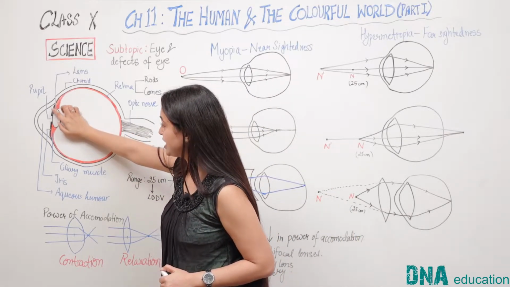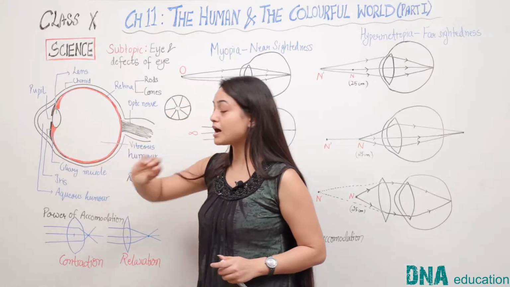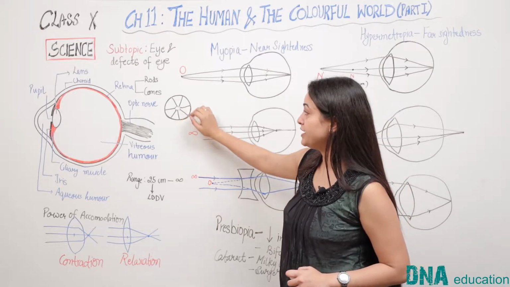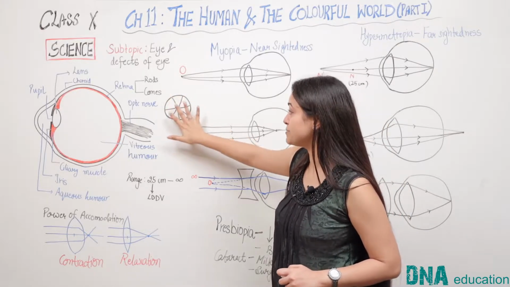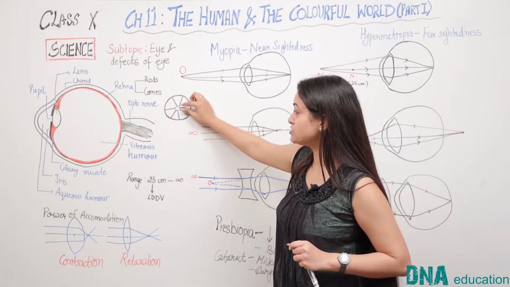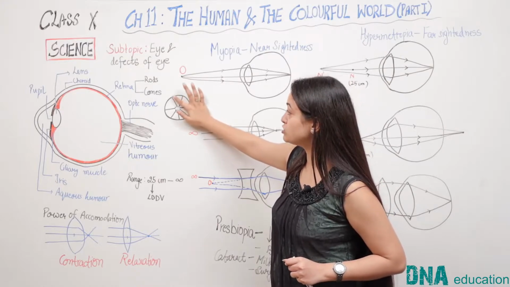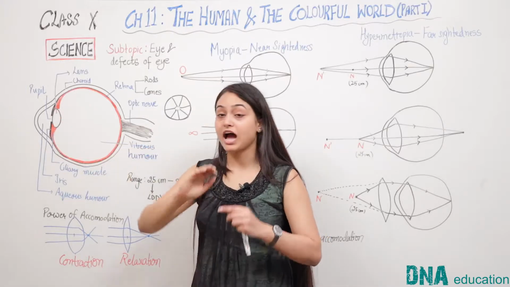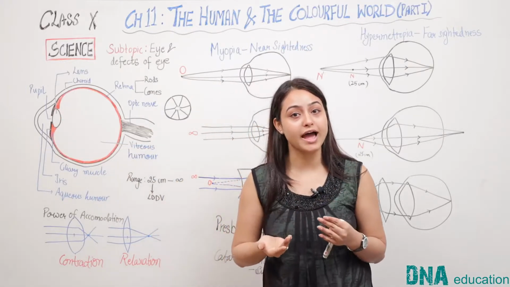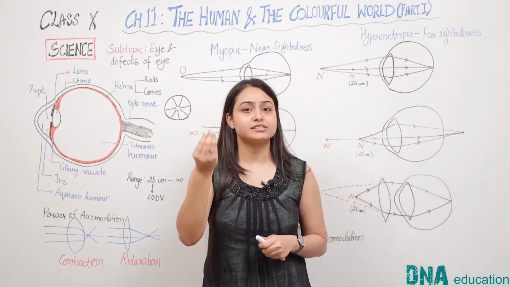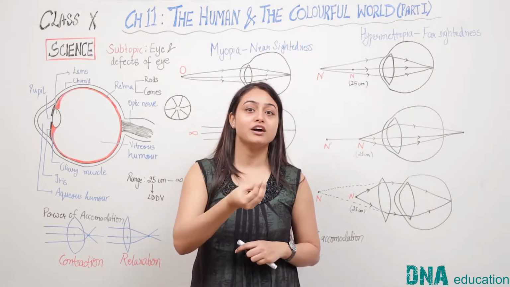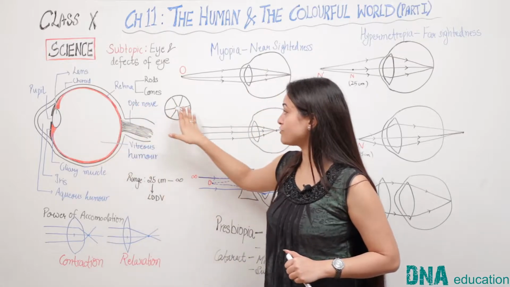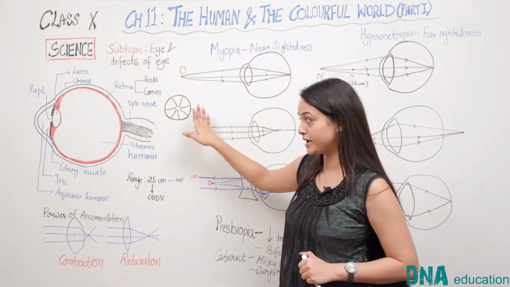Then comes the iris. Iris is a pigmented layer. When we see an eye from the front, it appears like there is a colored membrane and there is a small hole in the middle. So this colored membrane represents the iris. The iris gives color to our eyes, as we have seen that some people have green eyes, some have brown eyes, some have black eyes. All this is because of the color of the iris membrane.